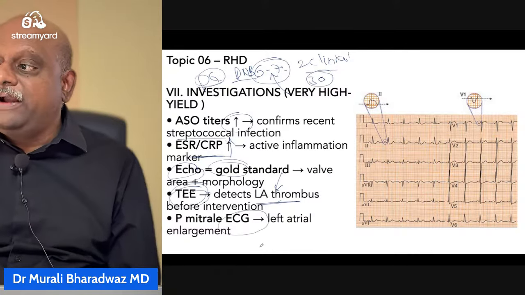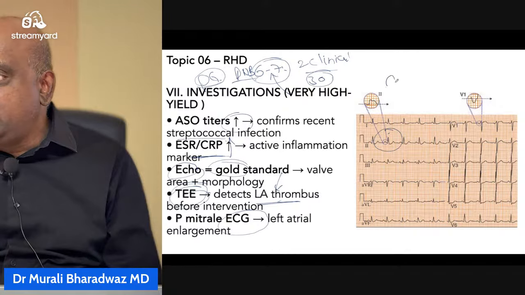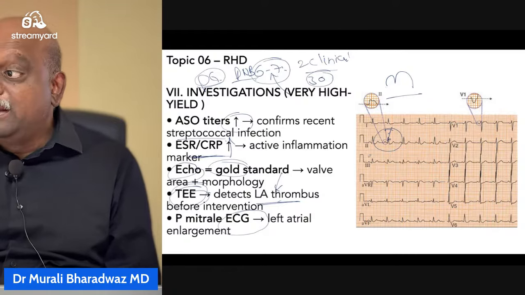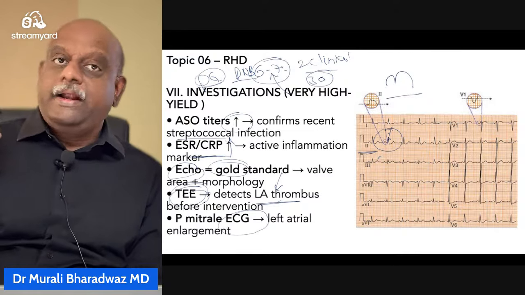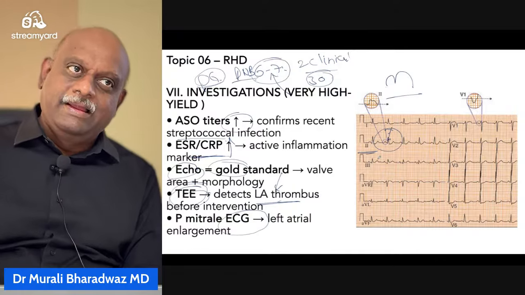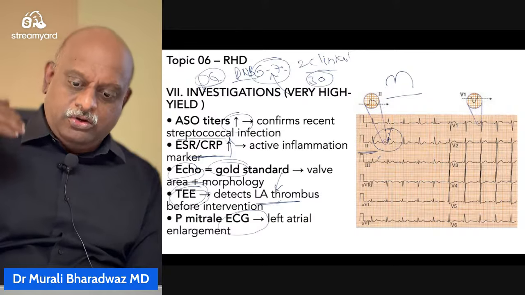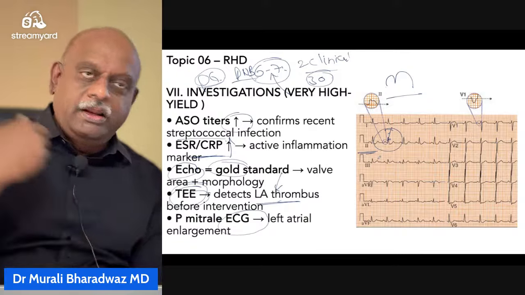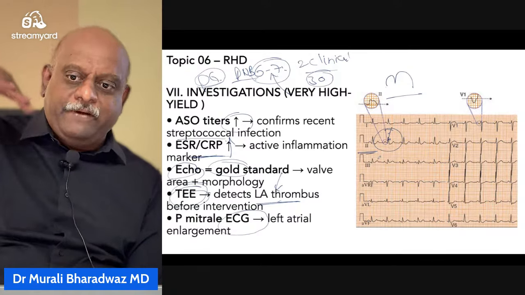And on ECG, what do you find, doctor? Typically, P mitral, that is an M-shaped P wave in lead 2. Why lead 2? Lead 2 you get by connecting the right arm with the left leg. Our electrical activity is passing from the SA node on the right side to the AV node, so from right to left, above to below. Lead 2 also is from above to below. That's the reason lead 2 perfectly represents what? Our electrical axis.